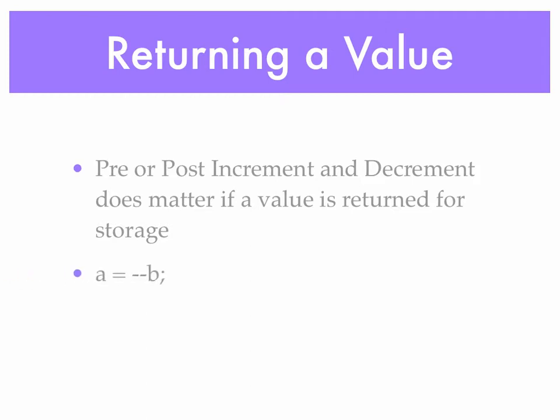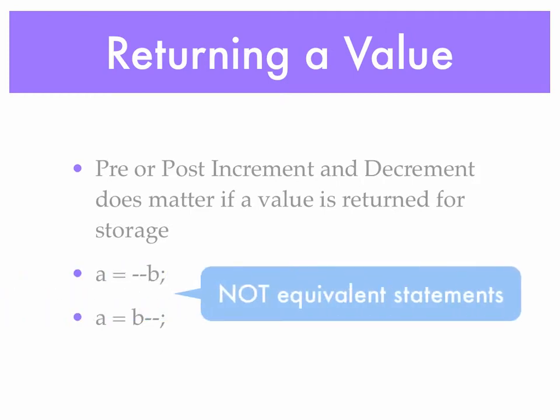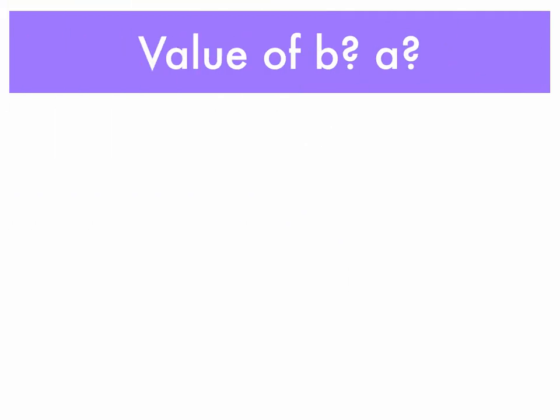So A equals minus minus B. Take that as an executable line of code. That's not the same as A equals B minus minus, because in those two statements we are returning a value. They are not equivalent statements. So let's look at this.